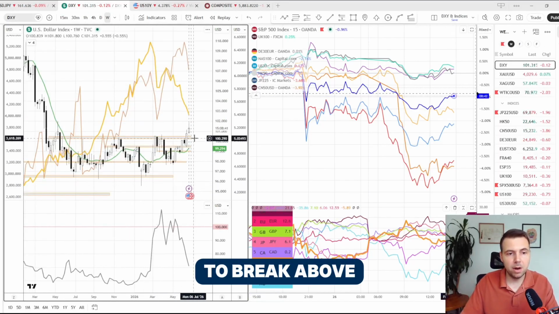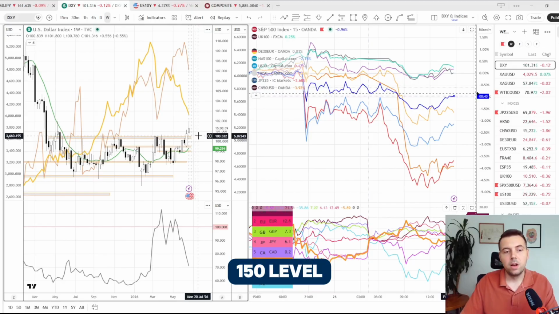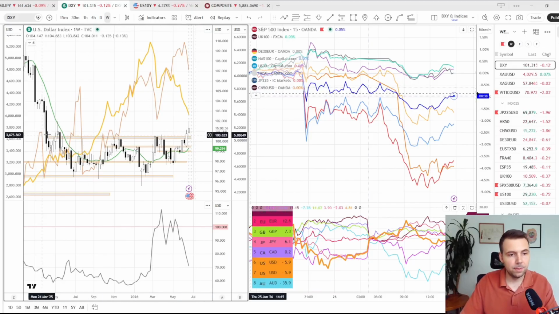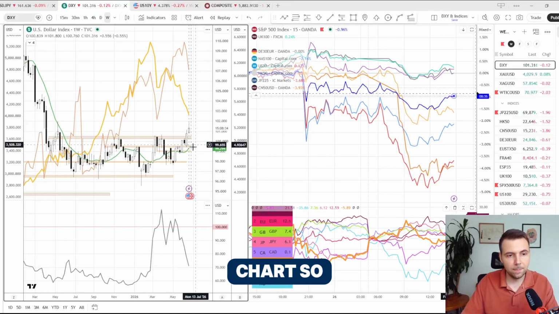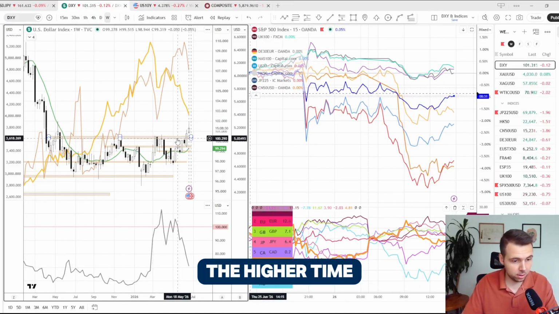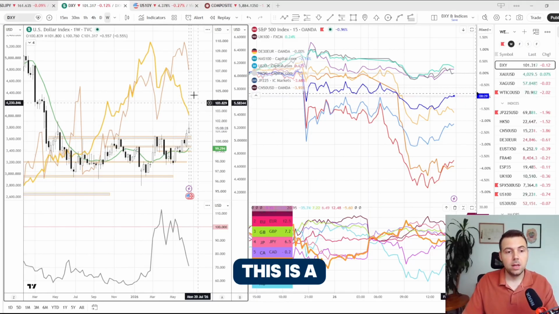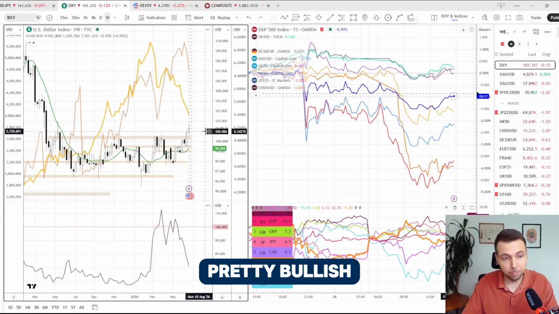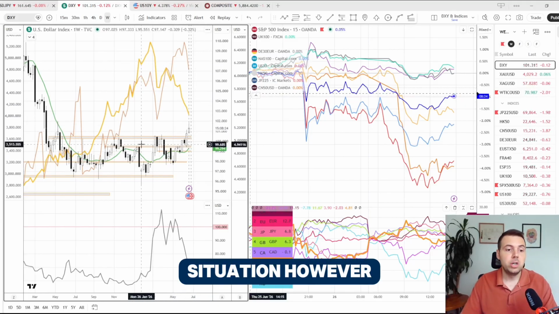managed to break above the 150 level, if you can see from the weekly chart. So technically speaking, on the higher time frame, this is a pretty bullish situation.